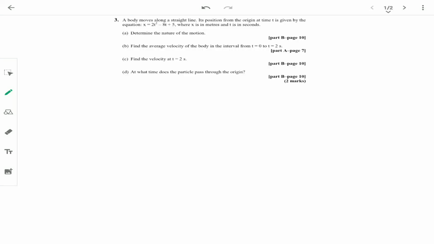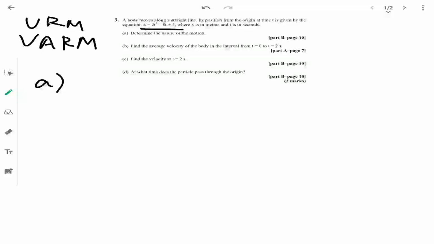Okay, let's solve this together. So part A asks us what is the nature of the motion, right? Now we know two types of motion when it's moving in a straight line: either URM or UARM. I'll give you two tricks to knowing which one is the correct one. So we know it's UARM for sure. Now let me tell you why it is UARM.